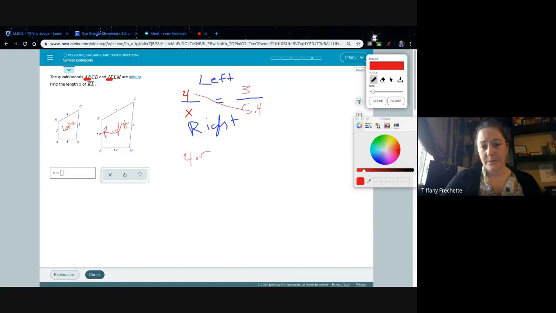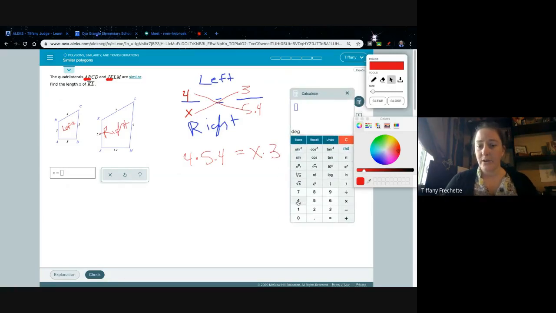So we're going to cross multiply. So we have 4 times 5.4 equals x times 3. So let's go ahead and pull out our calculator here. We have 4 times 5.4 equals, and we get 21.6 equals 3x. So we go back to our calculator and divide by 3. I haven't actually written it out. We're going to divide by 3 on both sides. So we get 7.2 equals x because these 3's cancel.